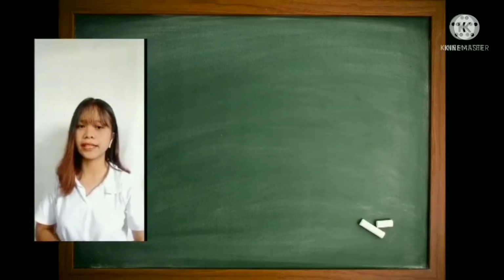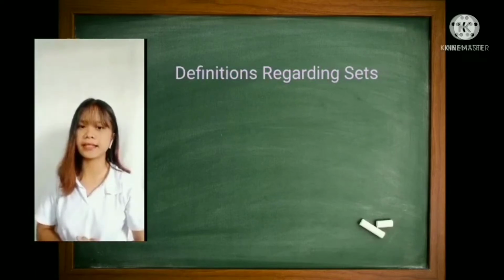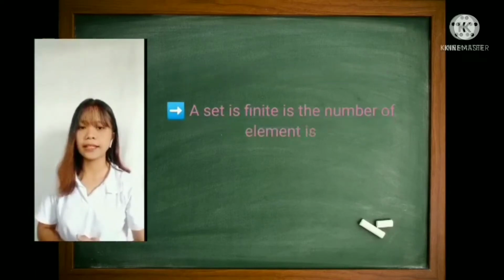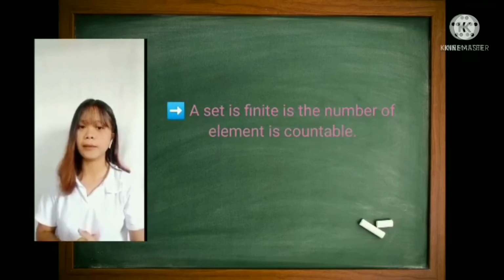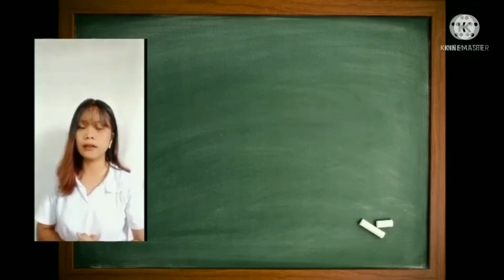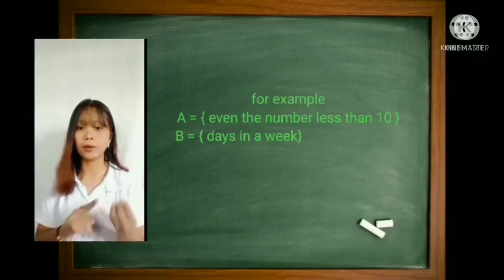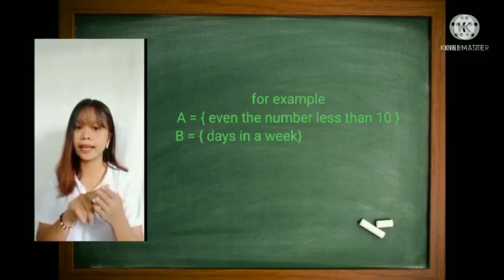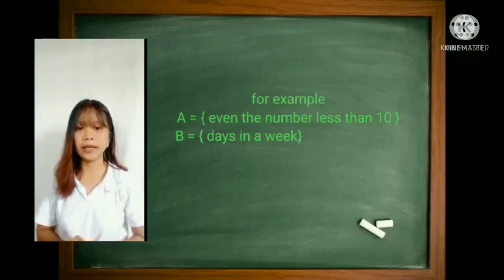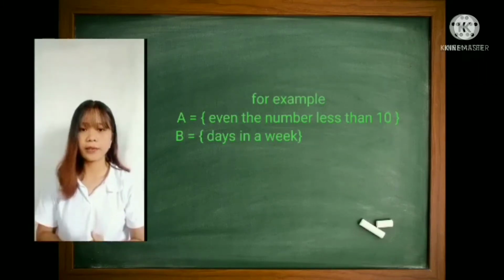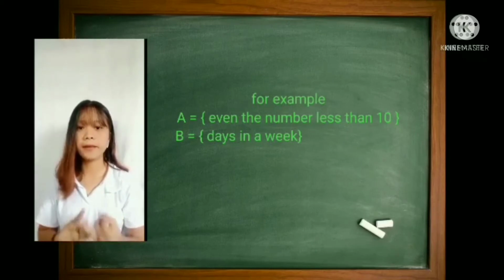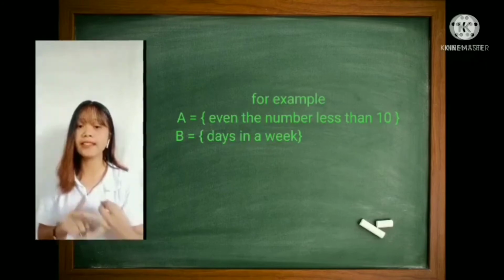But before we proceed, let us talk about the definitions regarding sets. A set is finite if the number of elements is countable. For example, in set A, we have the even numbers that are less than 10: 2, 4, 6, and 8. For set B, we have the days in a week: Sunday, Monday, Tuesday, Wednesday, Thursday, Friday, and Saturday.